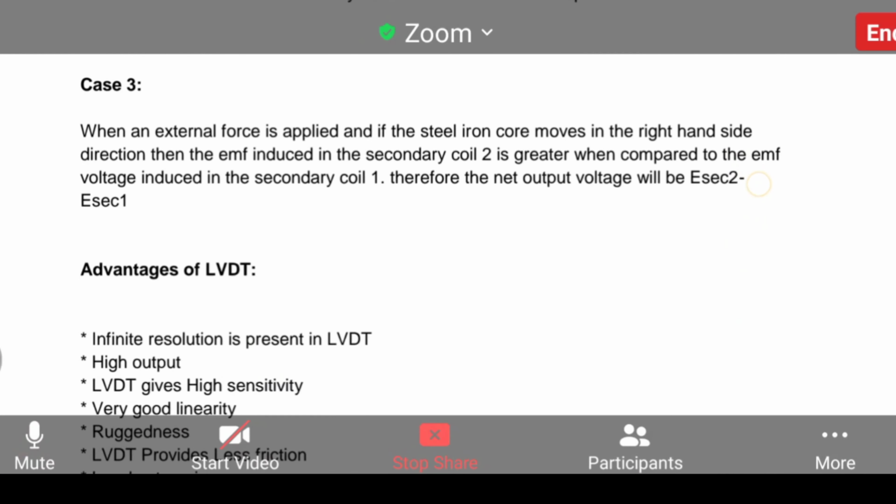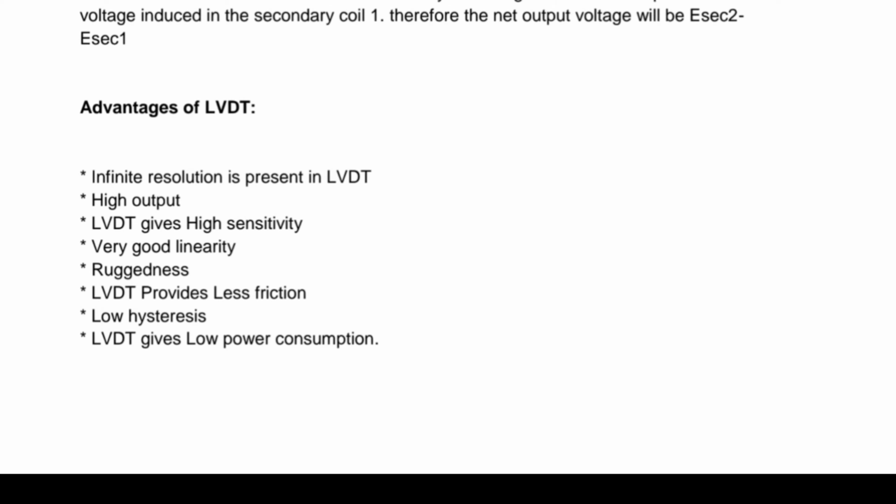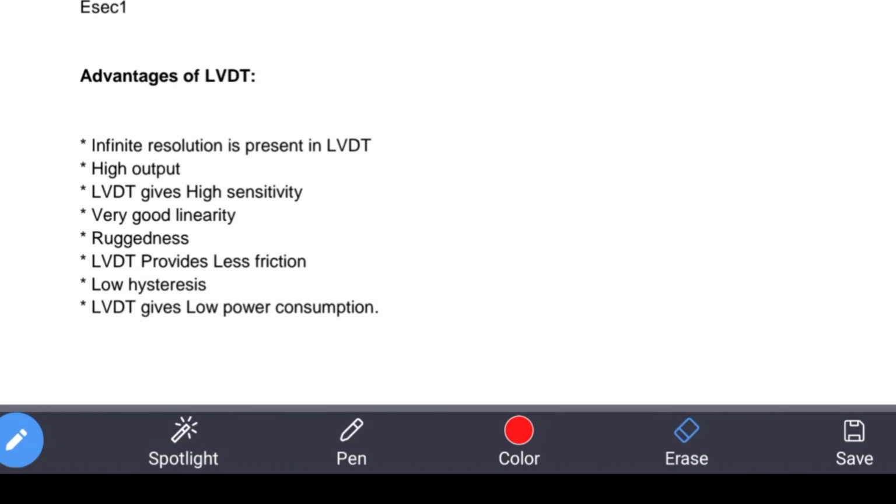These are the advantages of LVDT. Infinite resolution is present in LVDT. The resolution is very small, and we can predict even a very small change in output.